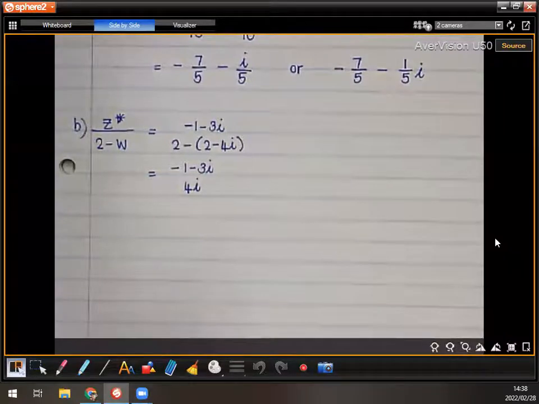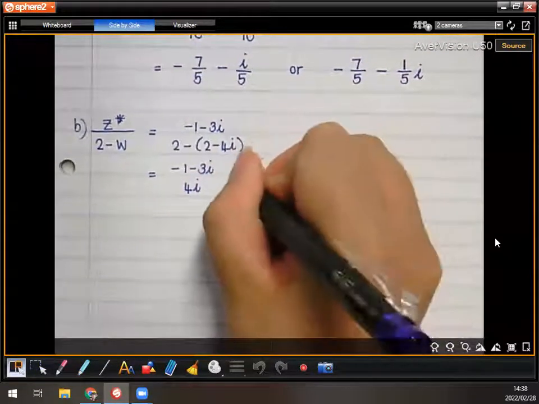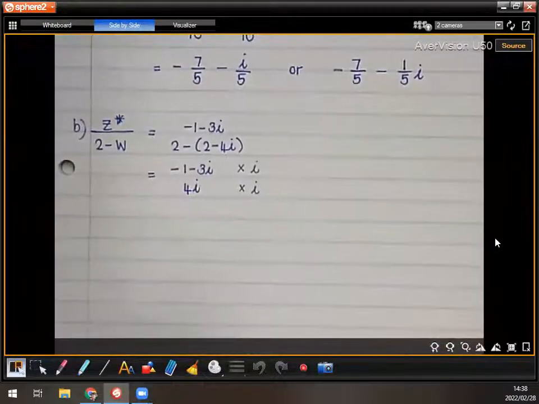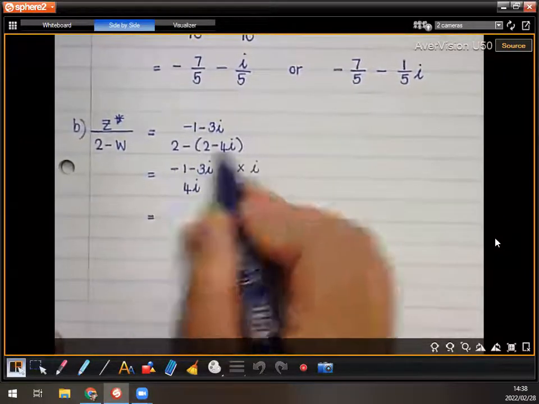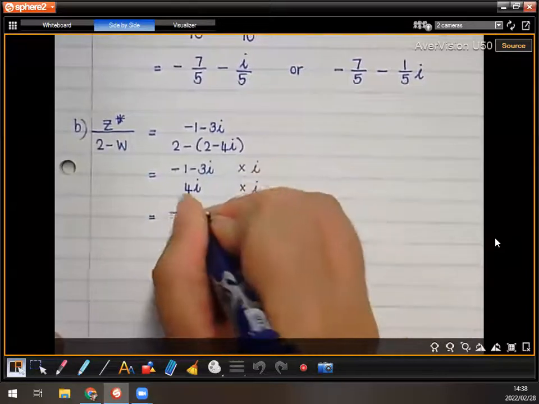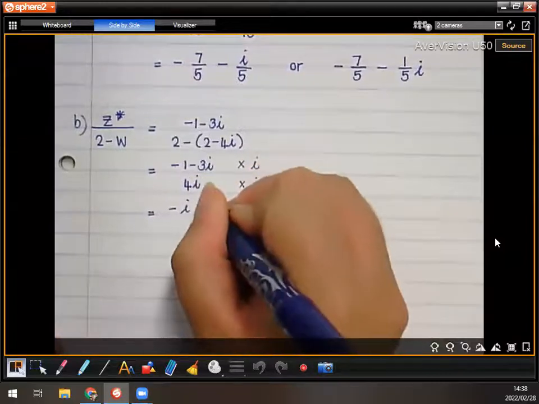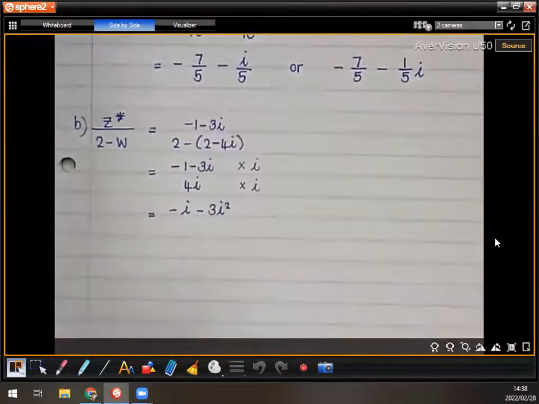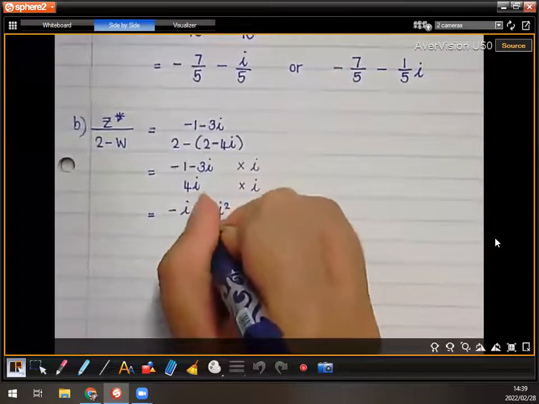We can do that. If we multiply the top and the bottom just by i, that will also work. Remember that the purpose of multiplying the top and the bottom by something is to cancel out the i's, to get rid of that i there at the bottom. So now if we do that, what's negative 1 times i? Negative i. And negative 3i times i is negative 3i squared. What is 4i times i? 4i squared.